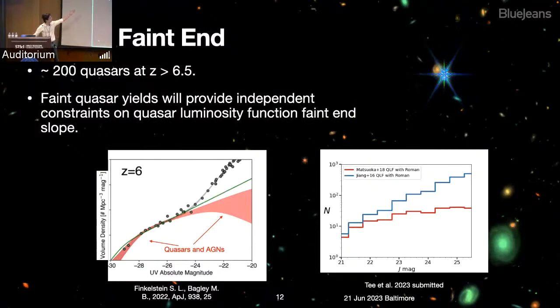So this study will detect 200 quasars at redshift greater than 6.5, and we are looking forward to these quasars providing a constraint on the faint quasar slope, where we can determine the number of faint quasars in the universe. And on the right, I show you the vast difference between two different quasar luminosity function model predictions on the quasar numbers.